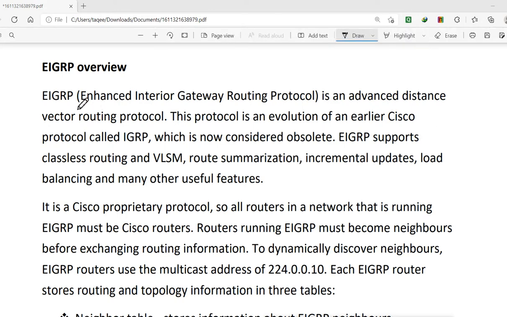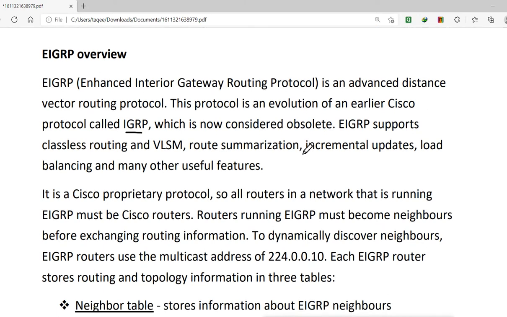Now what is the overview? We can see here EIGRP is the Enhanced Interior Gateway Protocol, and it is an advanced distance vector protocol. This protocol is an evolution of an earlier Cisco protocol called IGRP, which is now considered obsolete. Cisco doesn't use this, nobody uses IGRP, everyone uses EIGRP instead. EIGRP supports classless routing and VLSM. So if you do subnetting and variable length subnetting, it also supports that, and route summarization also.